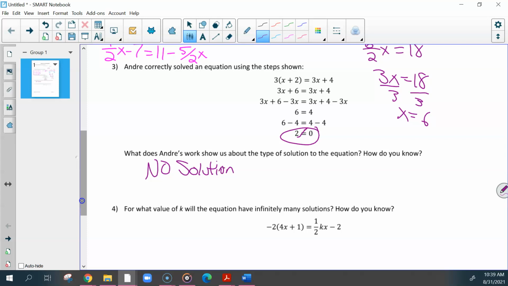And really, I kind of answered that second part. How do you know? Because 2 does not equal 0. It never will. It's not a true statement. I'm not going to write all that, but that would be the answer to the second part.